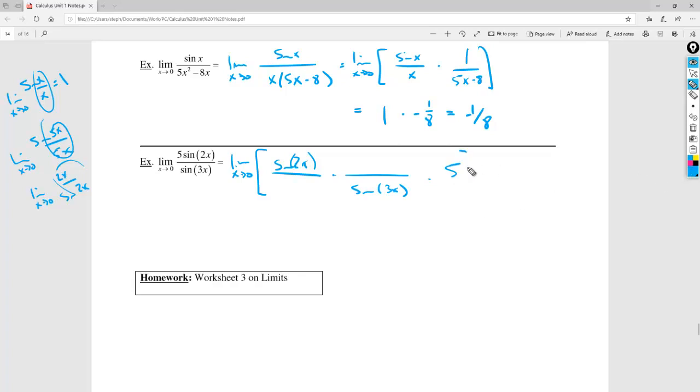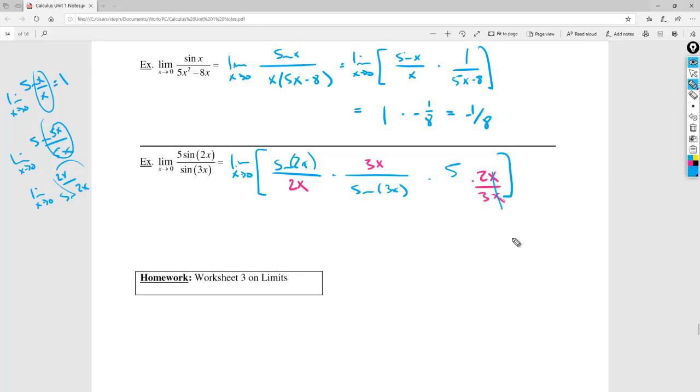So let's fill in the blanks on what we need. If I have a 2x here inside my parentheses, I also need a 2x here. But I cannot just divide by 2x, I also have to multiply by 2x. And same thing, if I have a 3x here in my parentheses, I also need a 3x up here. But I cannot just add a 3x there, I also have to divide by 3x. And that is what we have introduced to our equation. So I multiply by a fancy 1.